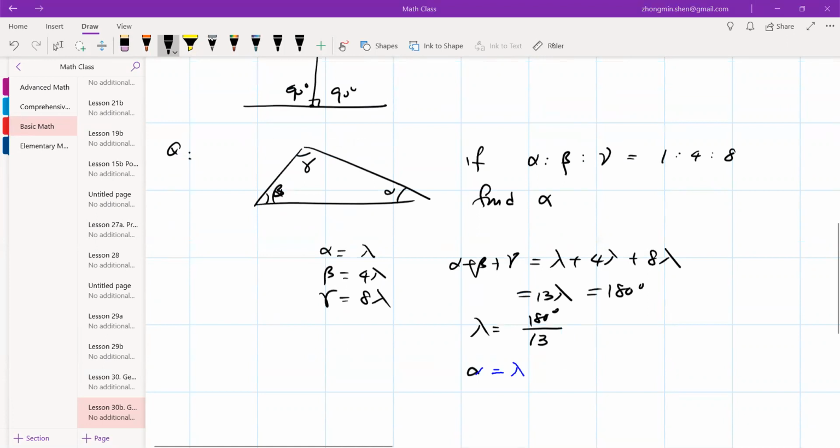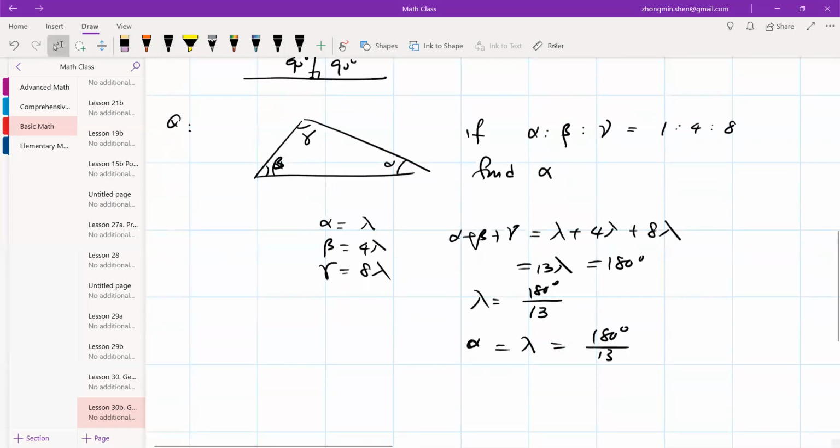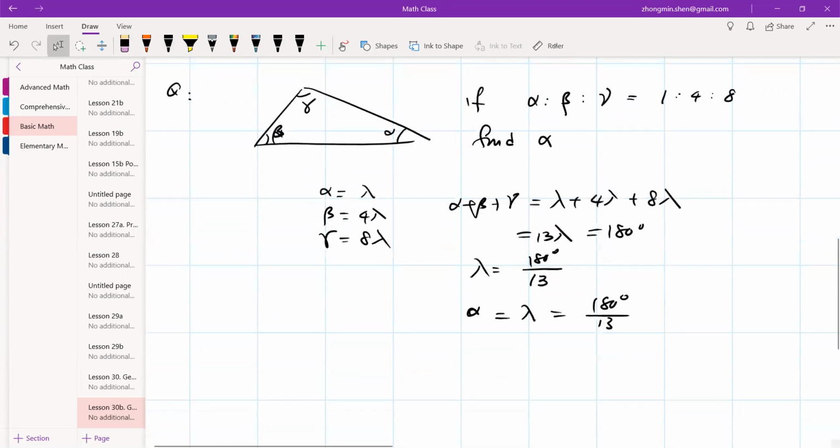You can erase this. Since alpha is going to be lambda, it's going to be 180 degrees divided by 13. You don't need to change it to decimal form because this is an exact number. Otherwise, you get only an approximation. So this is the answer for alpha.